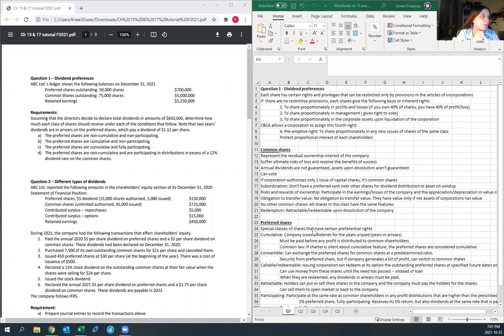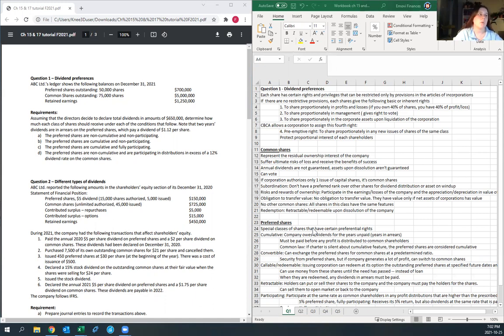So first, we're going to do some theory. For shares, each share in a company has some basic rights. Some of the basic rights are that they share equally in profits and losses. So if you own 40% of the shares, you're going to earn 40% of the profit or loss.